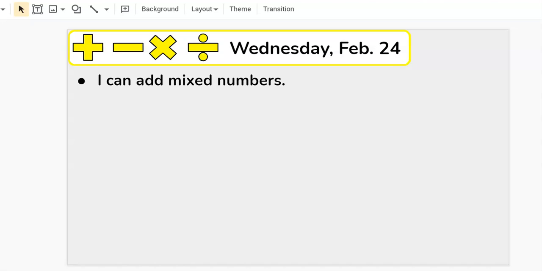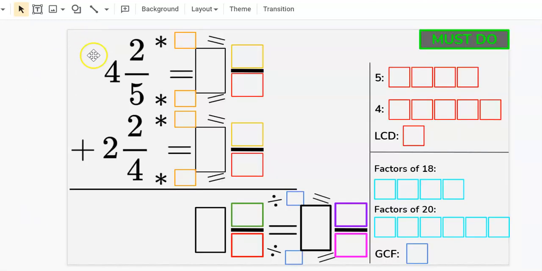Good morning, fifth graders. We are going to continue with our fractions today by learning how to add mixed numbers. So remember, a mixed number is a number that has a whole number and a fraction. Adding mixed numbers is just like adding fractions, except we also add the whole numbers together.